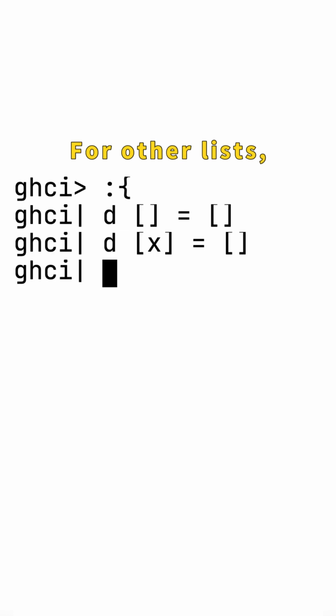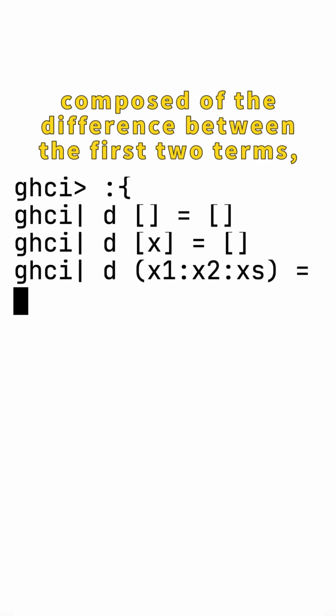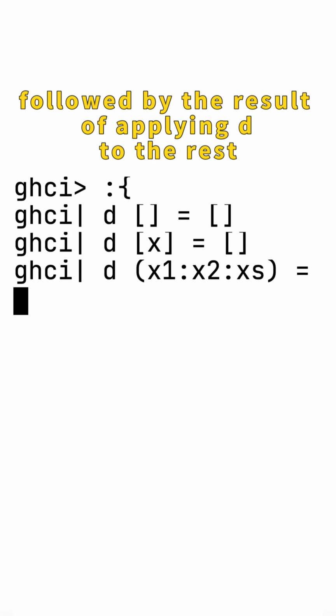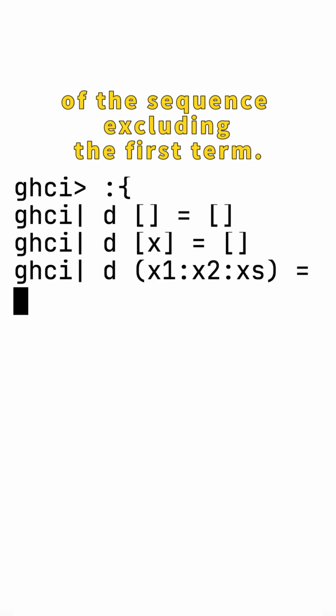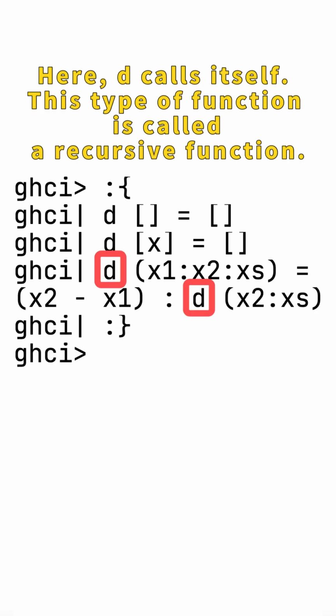For other lists, the function will return a list composed of the difference between the first two terms, followed by the result of applying d to the rest of the sequence excluding the first term. Here, d calls itself. This type of function is called a recursive function.